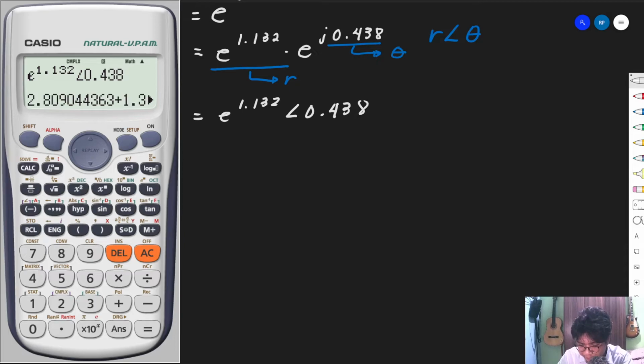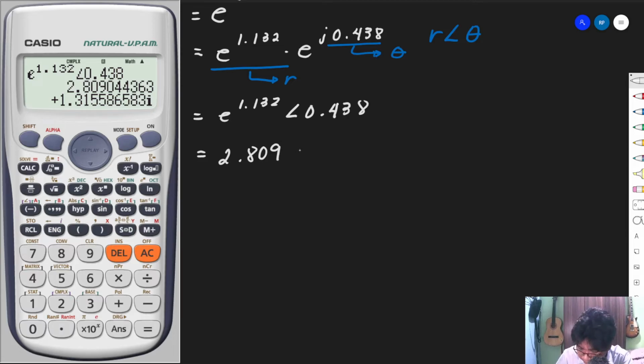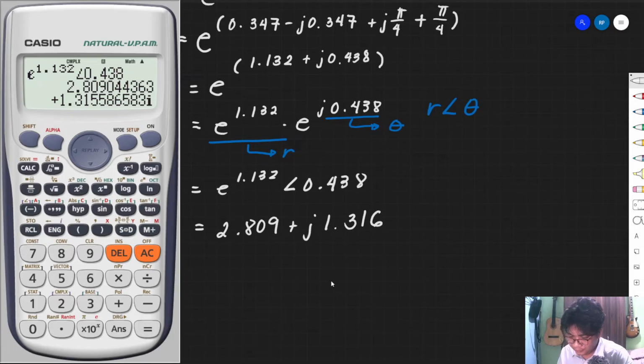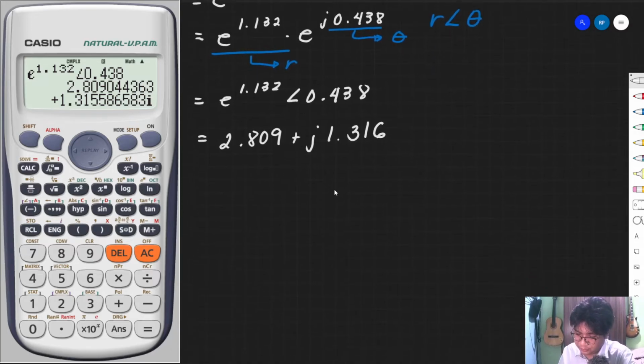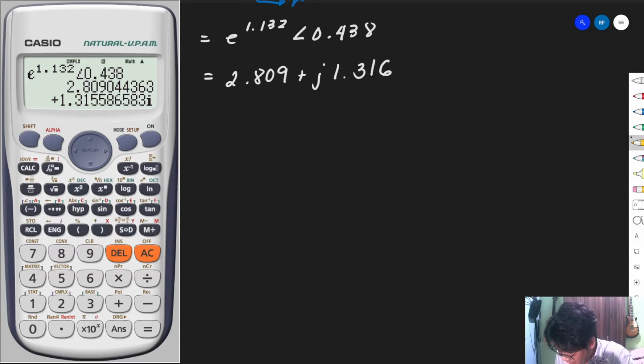0.438. So, we have here our final answer is 2.809 plus j 2.809 plus j 1.316. So, ayan siya. Okay? So, ayan. I hope you guys nakuha ninyo. So, ito yung final answer natin.